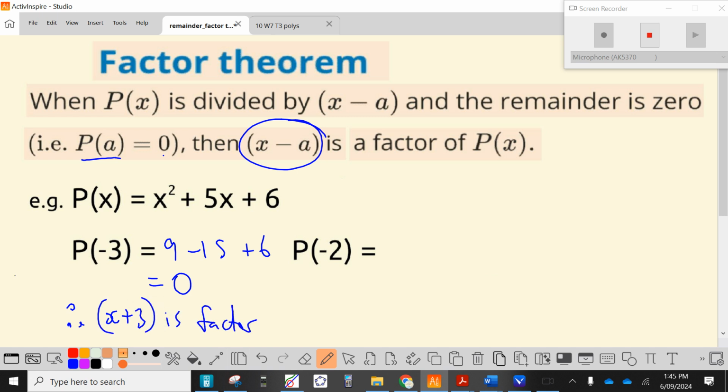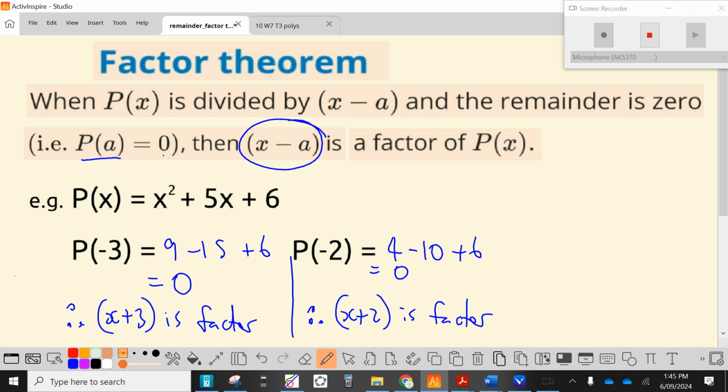And therefore I know that x plus 3 is going to be a factor. Likewise, if I worked out p of negative 2, I'm going to get negative 2 squared, which is 4, and then 5 times negative 2 is take 10 plus 6. Once again, that gives me 0. Therefore, I know that x plus 2 is a factor. And you know that anyway because that quadratic would factorise into x plus 3 times x plus 2 using the sum and product technique.